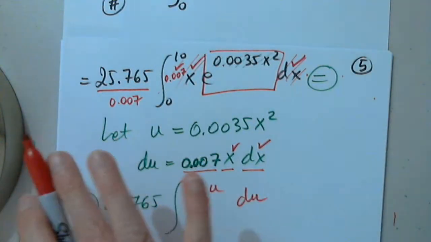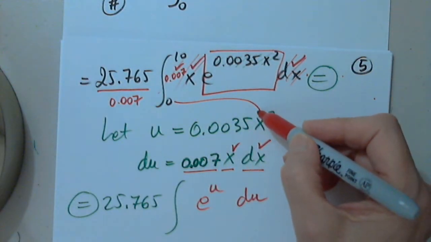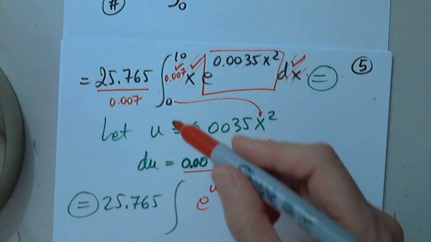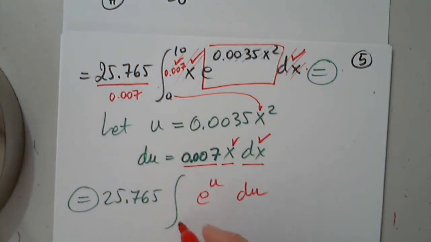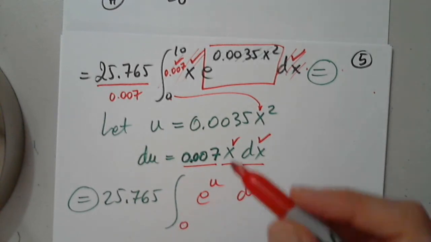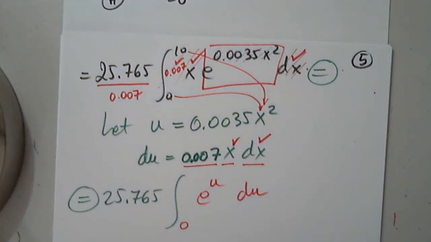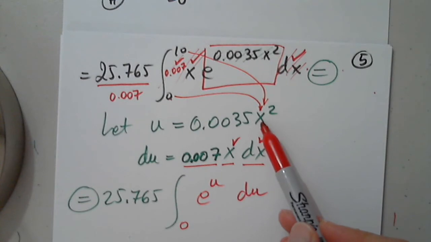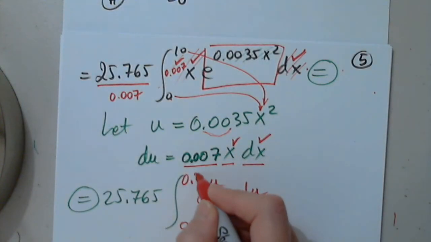Careful, do not copy the limits of integration. So when x has the lower limit 0, how much is u? Zero. Excellent. When x has the upper limit 10, how much is that? 10 squared is 100. I only have to move 2 decimal places. So 0.35.